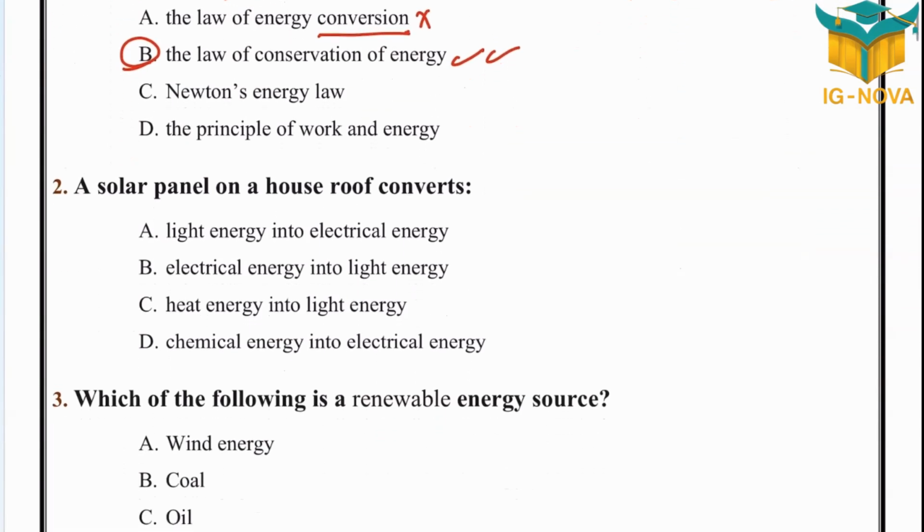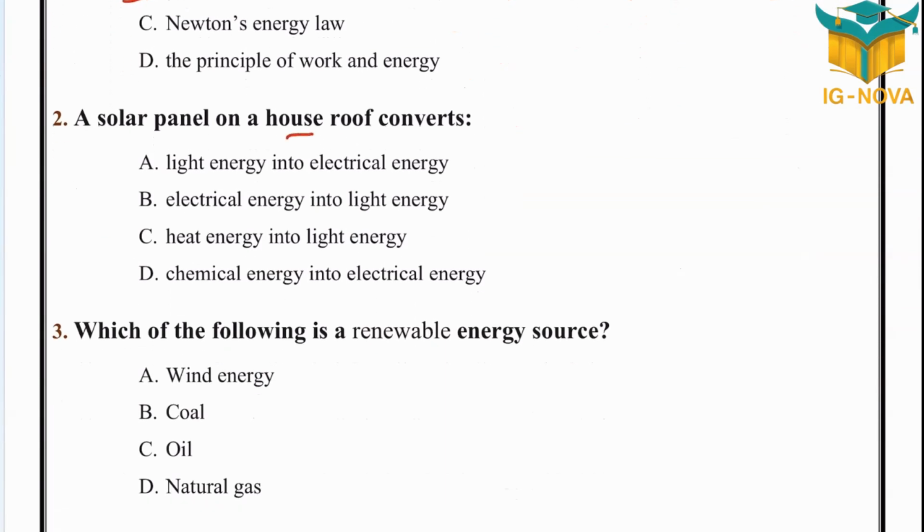Question 2. A solar panel on a house converts. Solar panels depend on the sun. It must transform light energy into electrical. Electrical, yeah. Heat, chemical, anything else cannot be. It just uses light energy that comes from the sun.